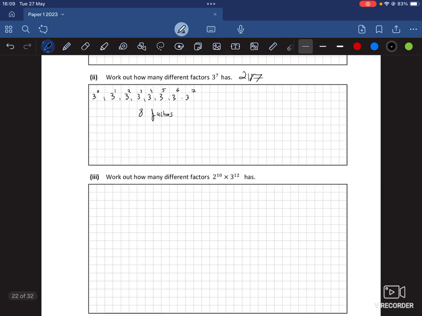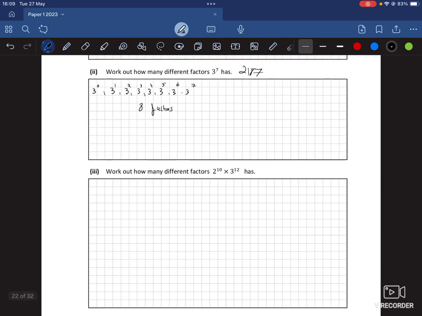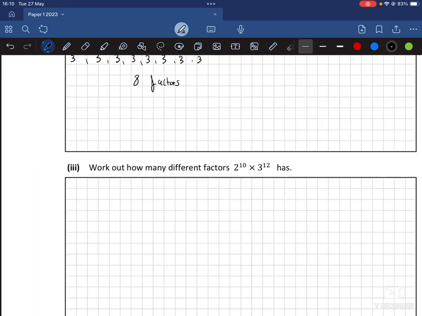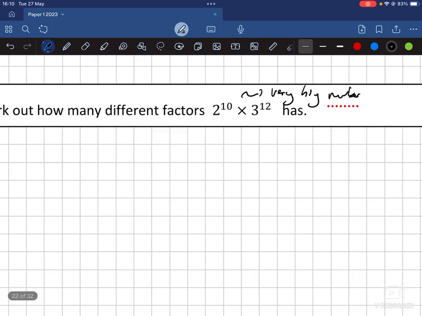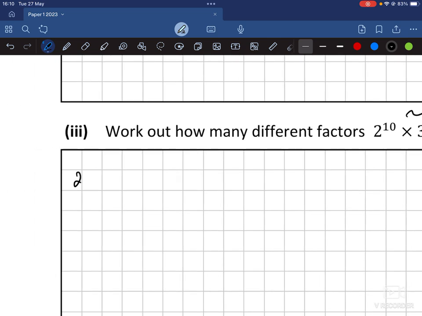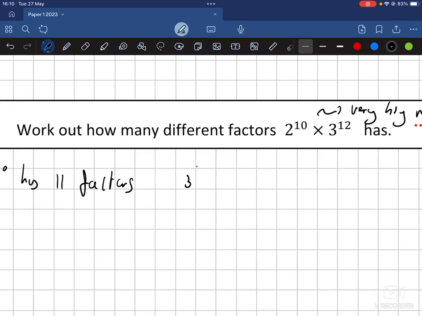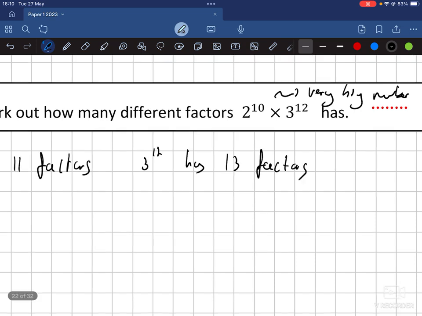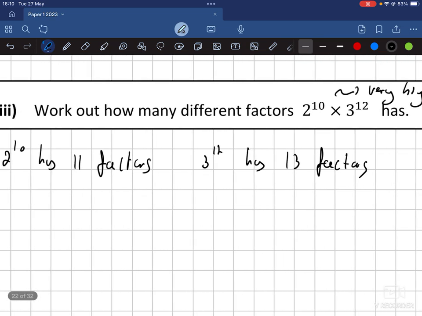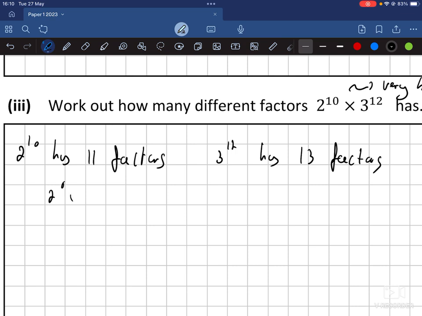Then we're asked to work out how many different factors 2 to the 10 multiplied by 3 to the 12 has. So if you put that into your calculator, it's going to give you a very big number, and you're not going to be able to tell how many factors it has. But first of all, we can say 2 to the 10 has 11 factors, like we've done the last 2 ones, okay? And we can say that 3 to the 12 has 13 factors. And then basically we have each one of those powers of 2, like 2 to the 1, all of these is a factor. And same with all of these.